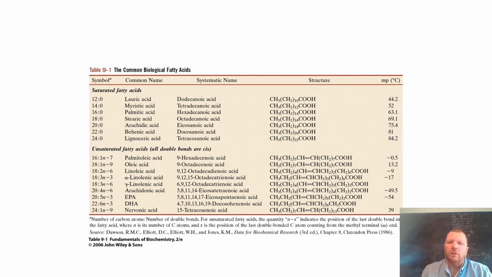Okay, so here's just another way of displaying basically that same information. But this also goes a little bit further. It has more unsaturated fatty acids. For instance, it shows DHA, EPA, nervonic acid, and what those melting points are.